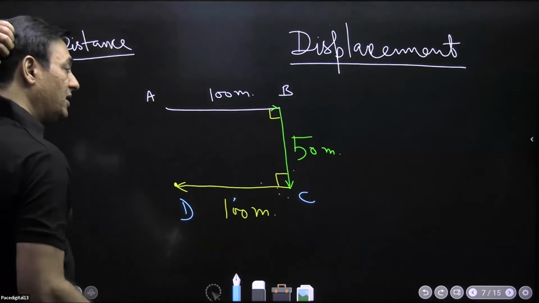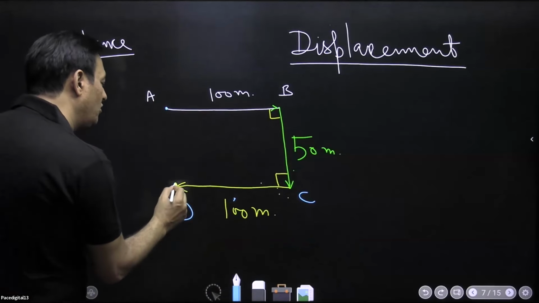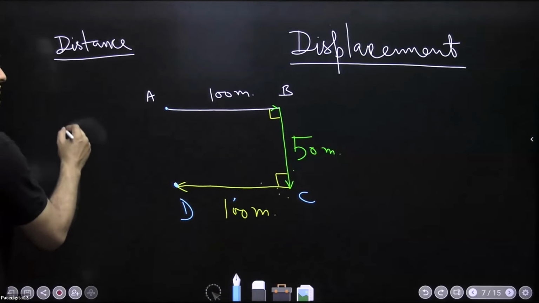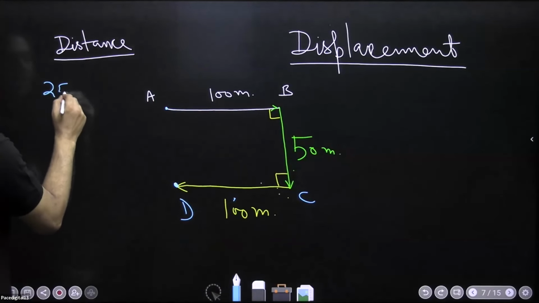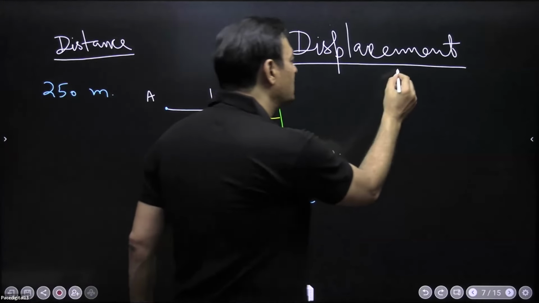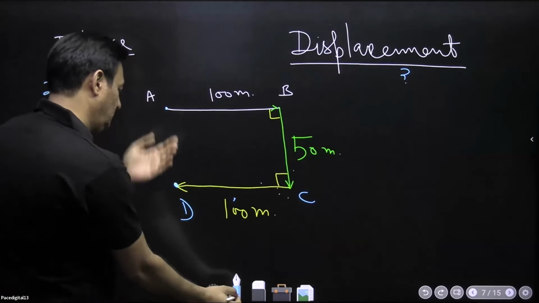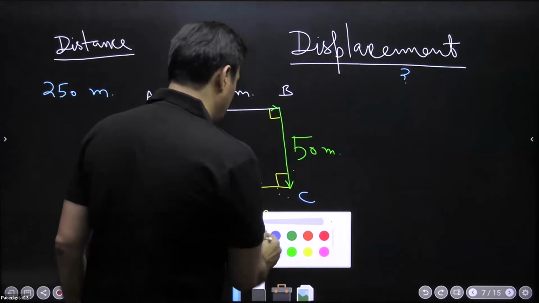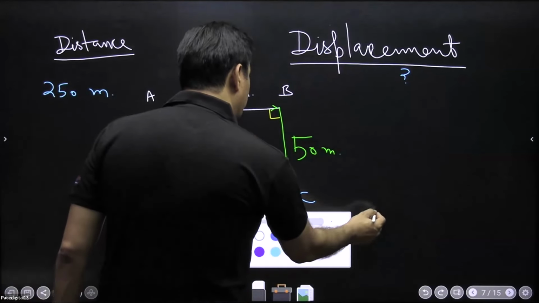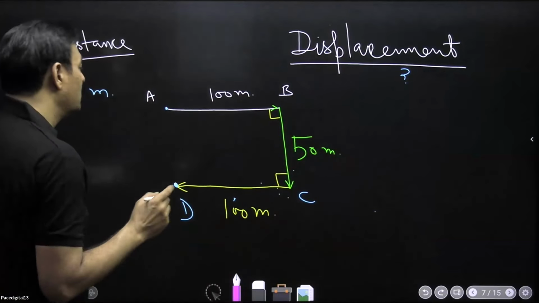Now, can you tell me what is the total distance covered by the body from A to point D? Distance covered: 250 meters. And the displacement is 50 meters, but that is not the complete correct answer. All of you need to learn this.